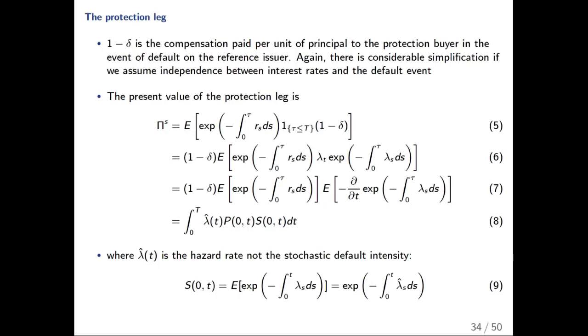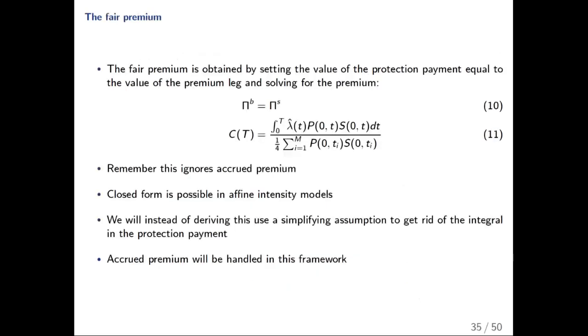So we don't need to know this solution, but you just need to know that this lambda hat is not the same as that lambda. It's going to be related in a way that is analogous to the expectation of the integrated future short rate being related to the current short rate. All right, so how do we value the swap?